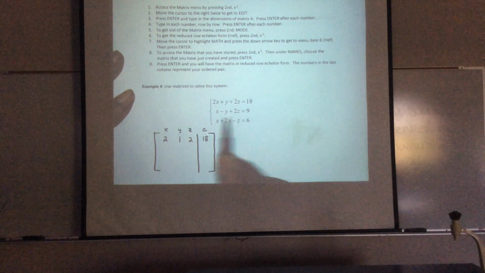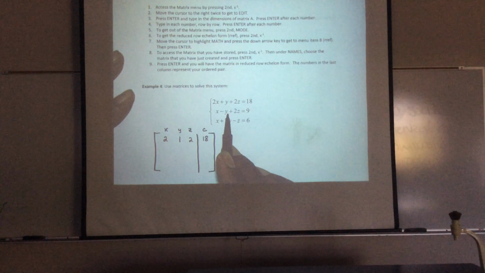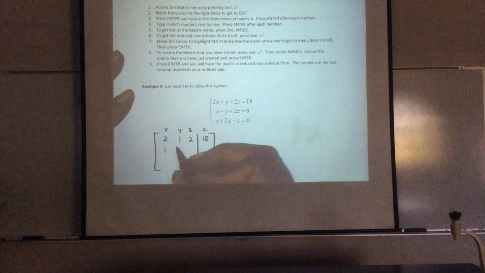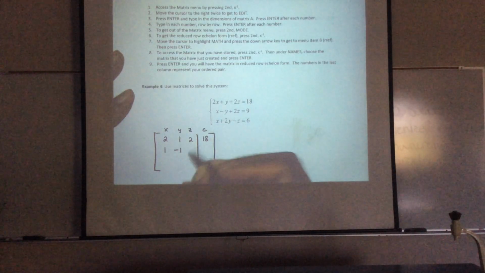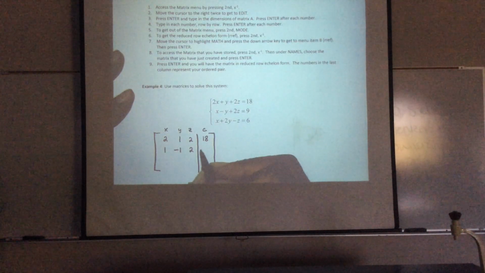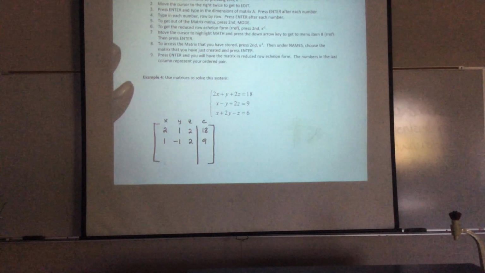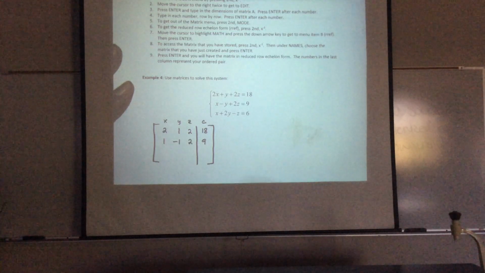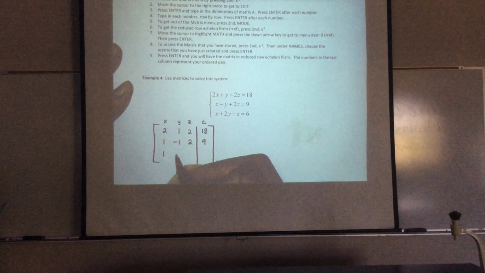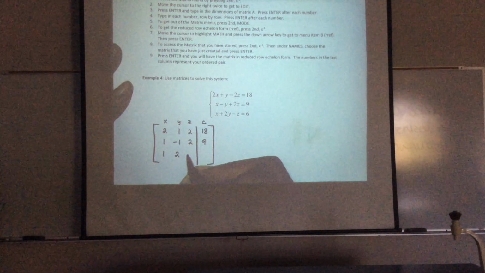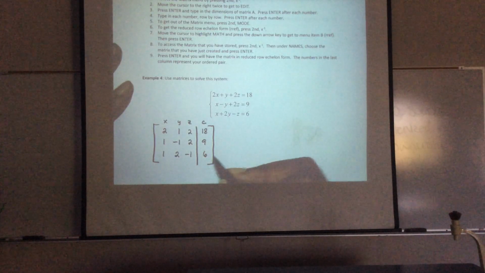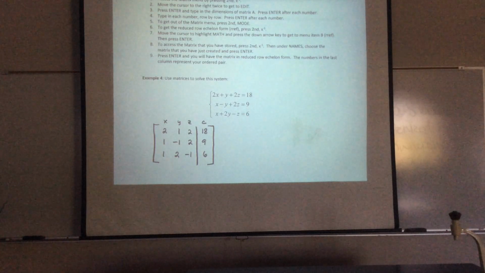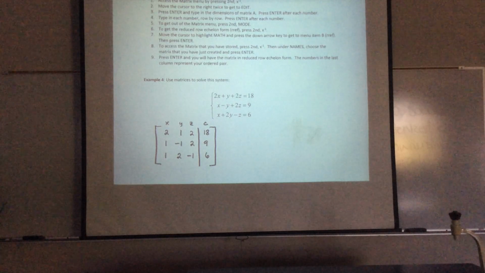And then, for the second equation, x minus y plus 2z equal to 9, that x has the coefficient of 1. This y has a coefficient of negative 1. The coefficient of z is 2, and your constant term is going to be 9. Then the last equation, x plus 2y minus z equals 6. That x has the coefficient of 1, the y has the coefficient of 2, the z has the coefficient of negative 1, the constant term is 6.